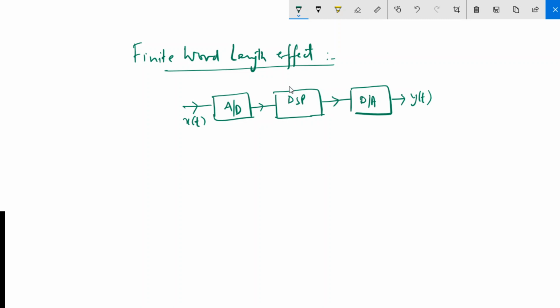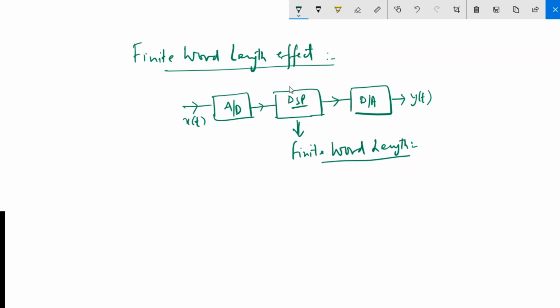Okay, now this DSP processor that you have, it has a finite word length. Word length means how many bits you can process at a time. It may be an 8-bit processor, it may be a 16-bit processor, or 32-bit or 64-bit.